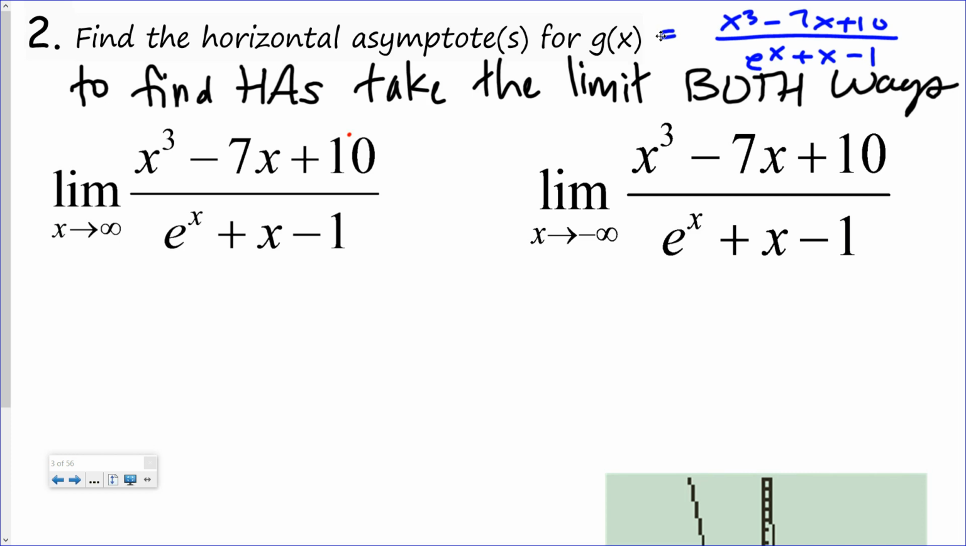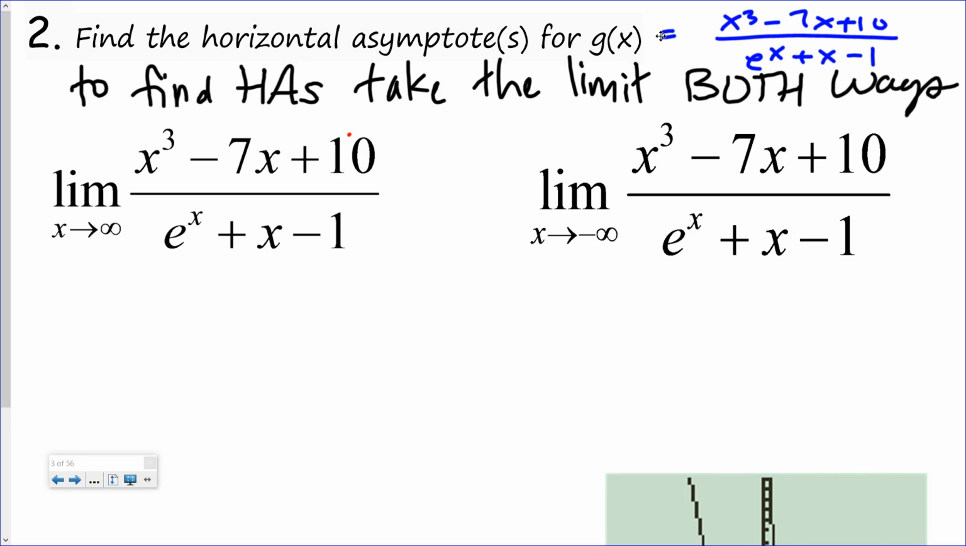And in your mind, you're going to say, oh, okay, to find HAs, I take the limit both ways. Which means you could have 2 different answers on this homework. Is everybody good with that? Actually, you should have 2 answers. If the answers are the same, then you have 1 answer. Does that make sense? If the answers are different, you have 2 answers. If one is DNE and the other is 5, then you have 1 answer. Does that make sense? If both of them are DNE, you have no horizontal asymptotes. Is everybody good with that?